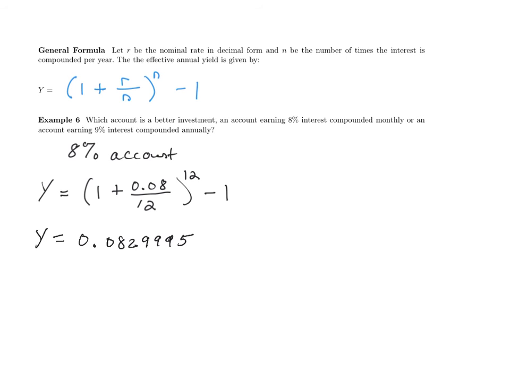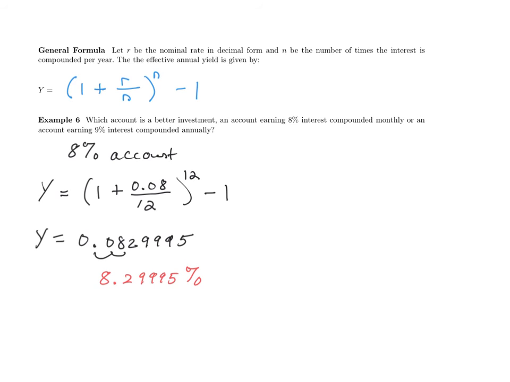0.0829995. And if you want to think of this as a percent, we can move this decimal point 2 places. And what we have is 8.29995%. So there we go. That is the effective annual yield.